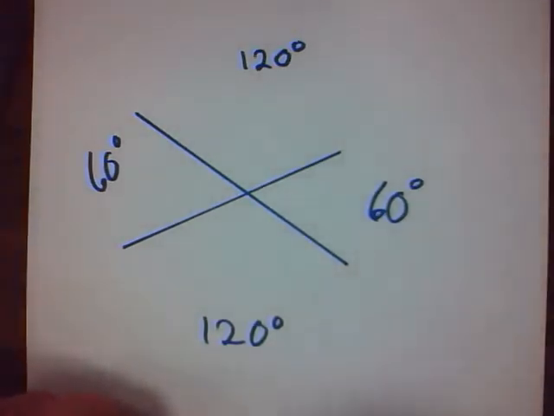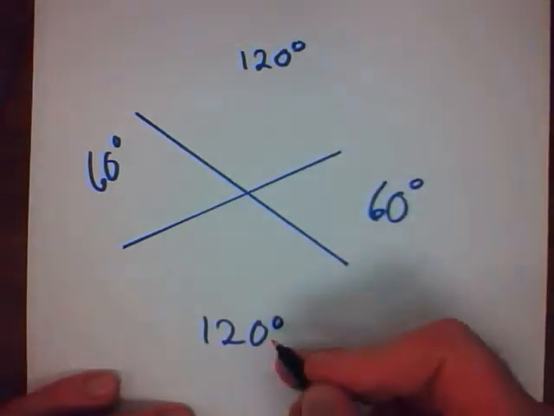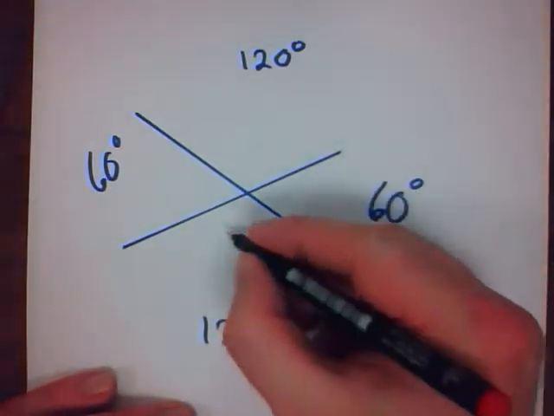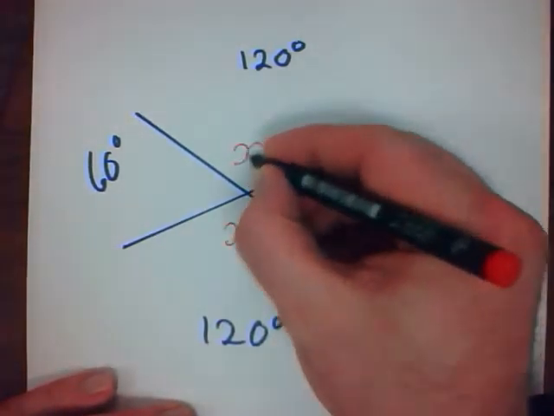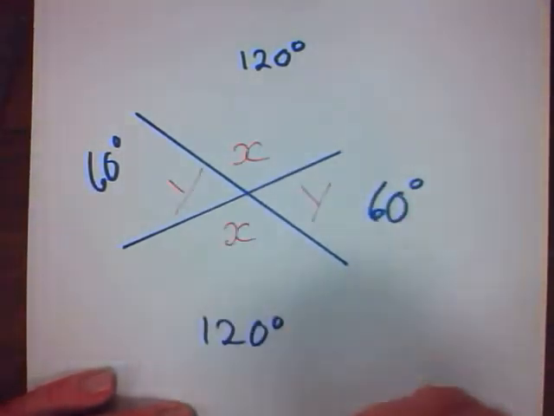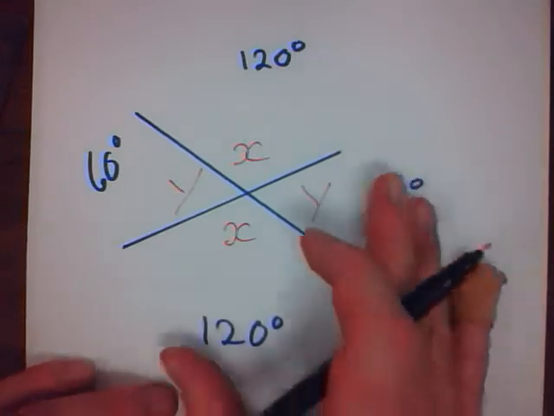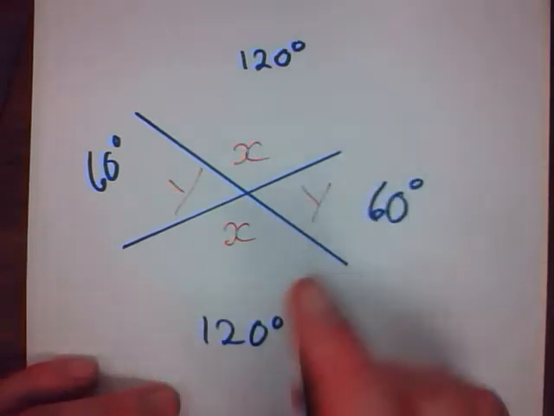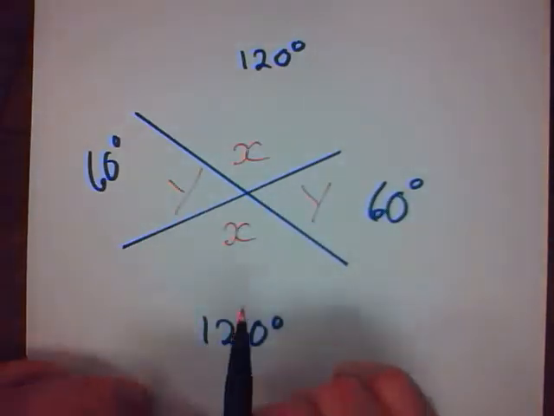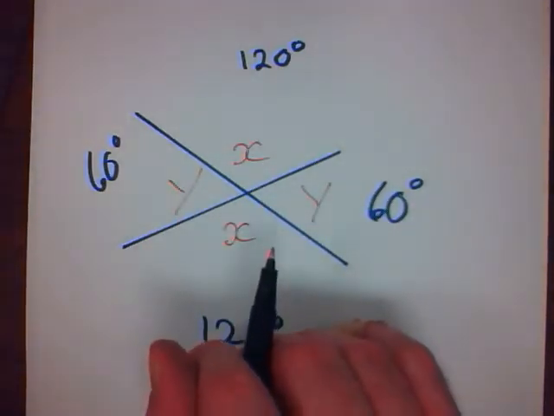In reality, anytime two straight lines meet, the opposite angles are equal. This will automatically equal this. Those two will be the same, and this will equal that. Anytime two straight lines intersect, this relationship occurs, which is an interesting relationship and quite useful.